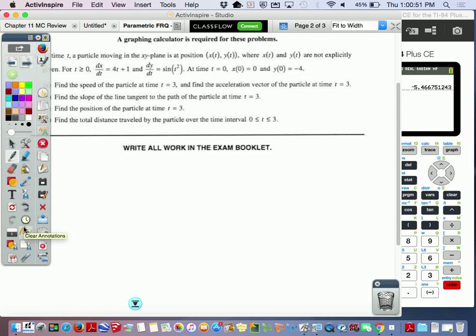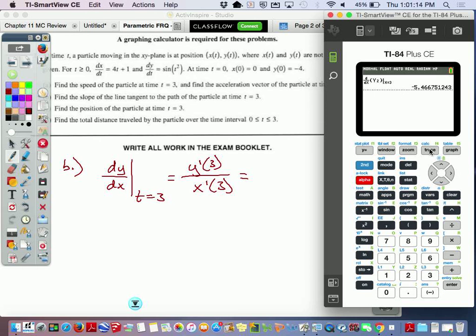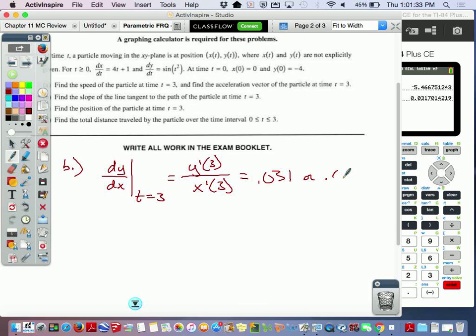Question B. Find the slope of the line tangent to the path of the particle at time t equals 3. We're looking for dy/dx at t equals 3, which means we're looking for y prime of 3 over x prime of 3. This is a 1 point question, just using our calculator. I'm going to use alpha trace, y2 of 3 divided by y1 of 3. Again, that's y prime over x prime. We get a number back, 0.031 or 0.032. And again, that question was just a point.